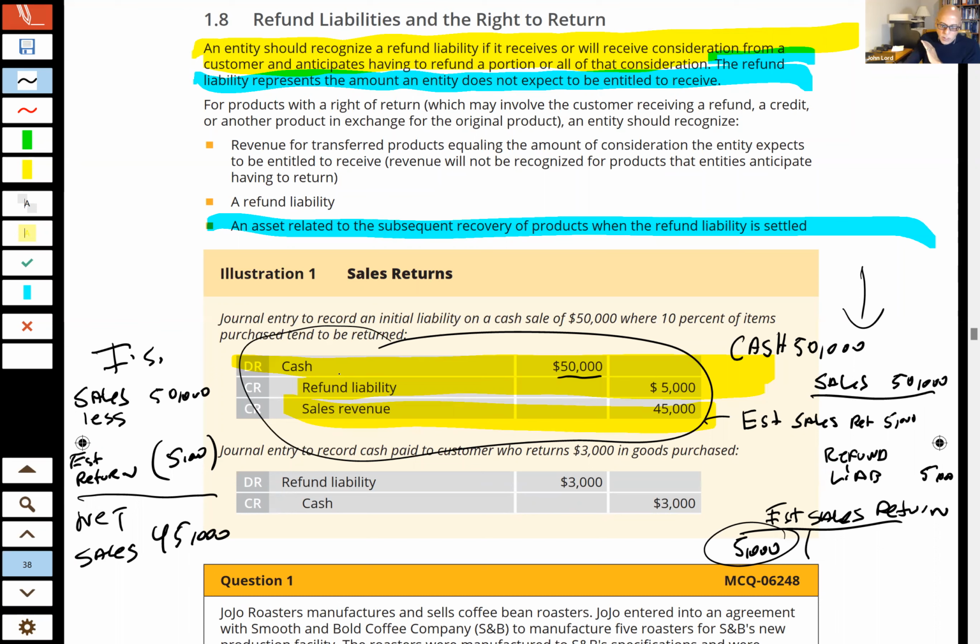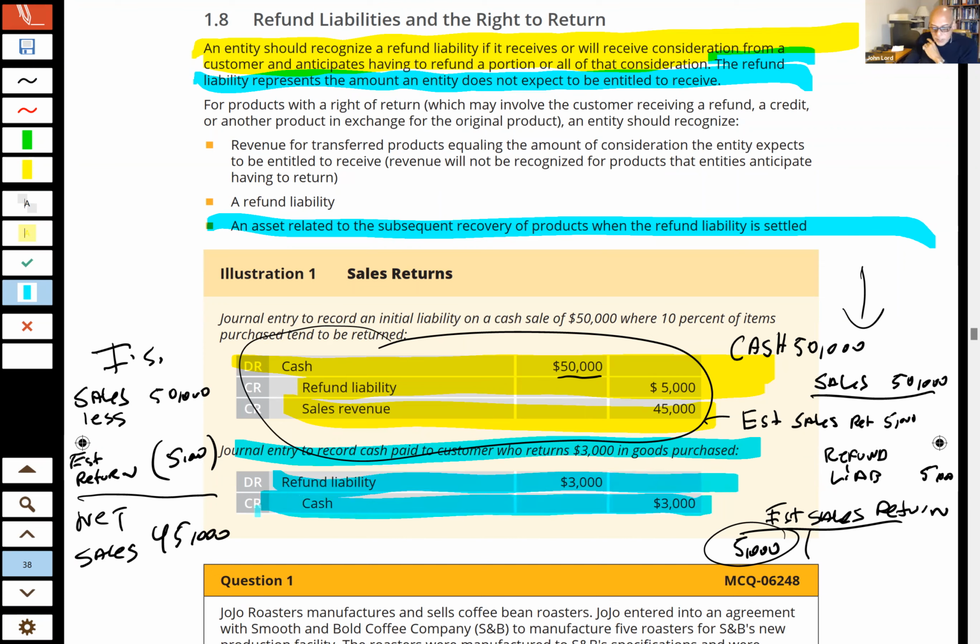Okay. Now, yeah, if they actually return the stuff, then you would go ahead and debit the refund liability and credit the cash because you're giving them the cash back. That I do agree with.